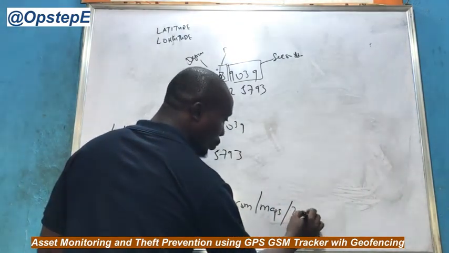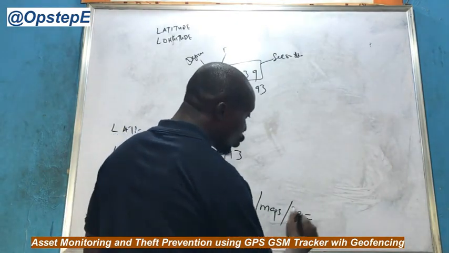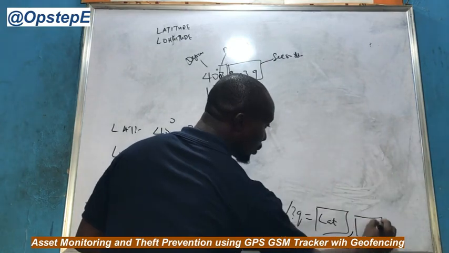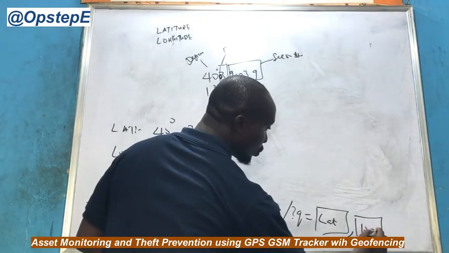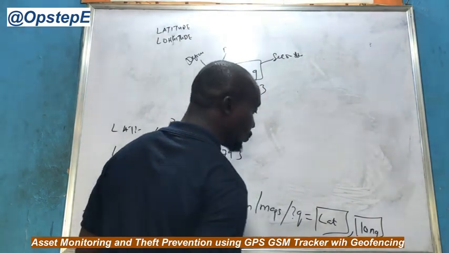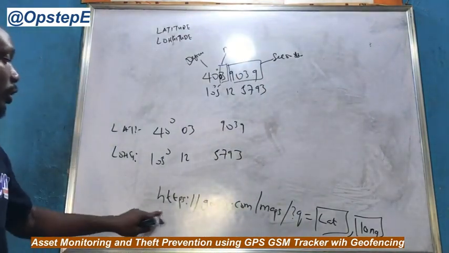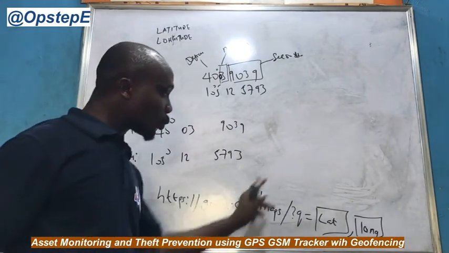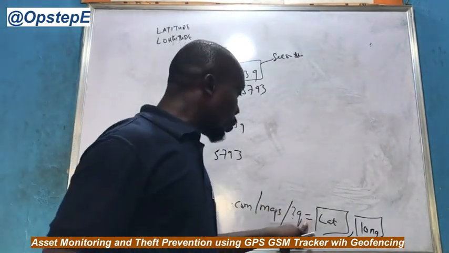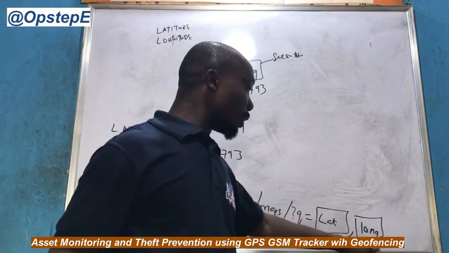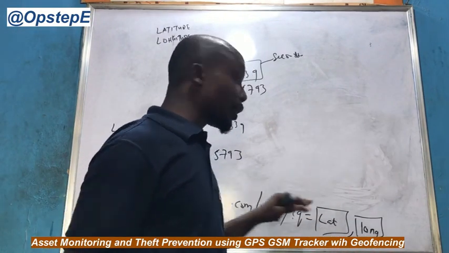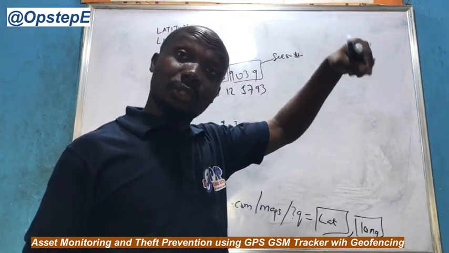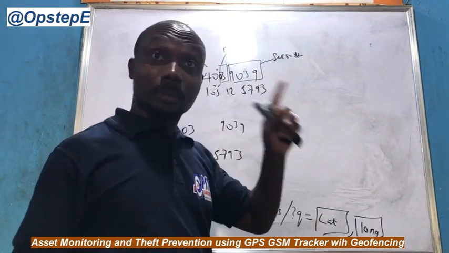google.com/maps/?q equals, you're now going to have latitude, comma, longitude. So: https://google.com/map/?q equals your latitude, comma, longitude. If you click on this link, it will take you to the map, and you go to the exact location where those coordinates are on the map.